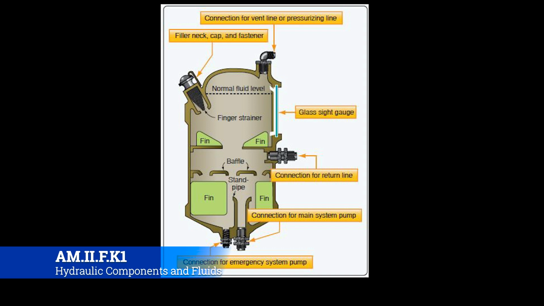Now the other connections that you see on this are a return line, an emergency line, and a main systems pump line. Let's go through those. The main systems pump line is pretty simple. That's the feeder that's going to go into the hydraulic pump that's going to pressurize the lines and send it all out. Now the return is where the hydraulic fluid is going to re-enter the reservoir. So it's going to come back in. So it's always going to be flowing.